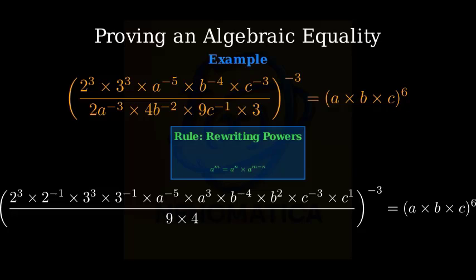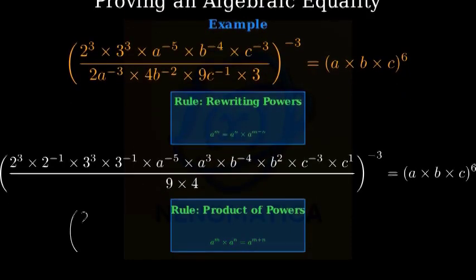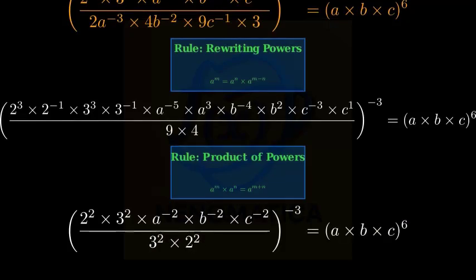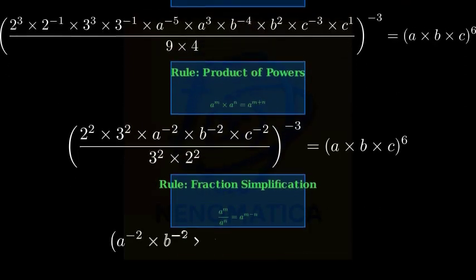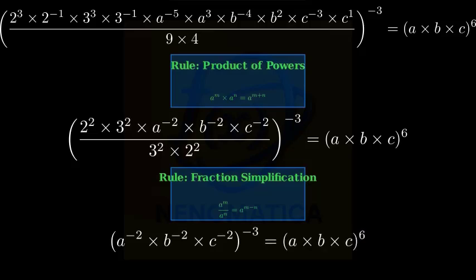Now, let's simplify the expressions by grouping like terms. We can express 2 to the power of 3 times 2 to the power of negative 1 as 2 to the power of 2. Similarly, 3 to the power of 3 times 3 to the power of negative 1 is 3 to the power of 2. We can also simplify the terms with a, b, and c. Let's further simplify the expression. We can see that 2 squared and 3 squared appear in both the numerator and denominator, so they cancel out, leaving us with a, b, and c to the power of negative 2 in the numerator.